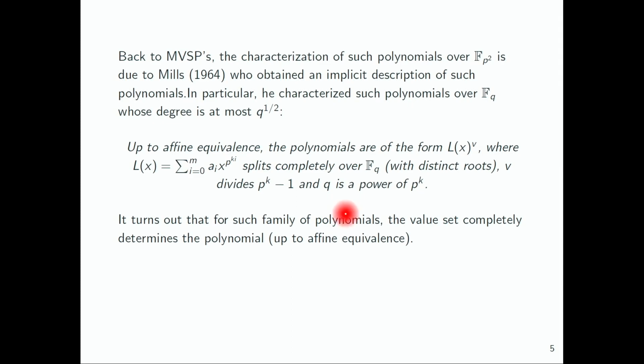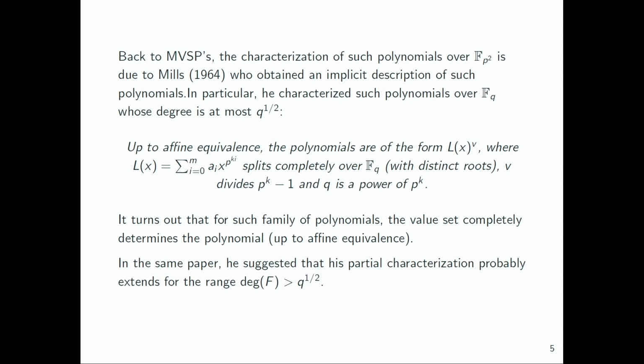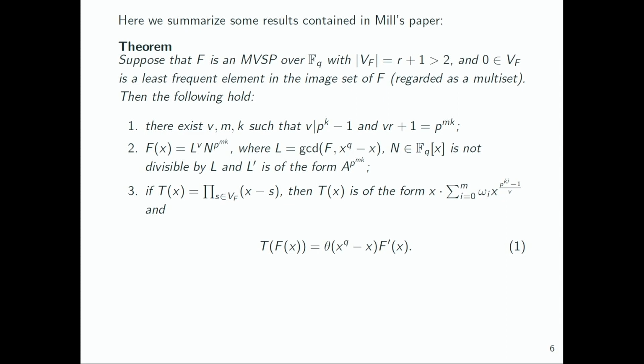And an interesting point here is that this family does not generate many MVSPs. So up to affine equivalence, we only have one of these if we prescribe the value set. And so in the same paper, it was not a conjecture, it was a kind of strong guess, you know, that this will probably extend to the other range when you consider the degree large, right?